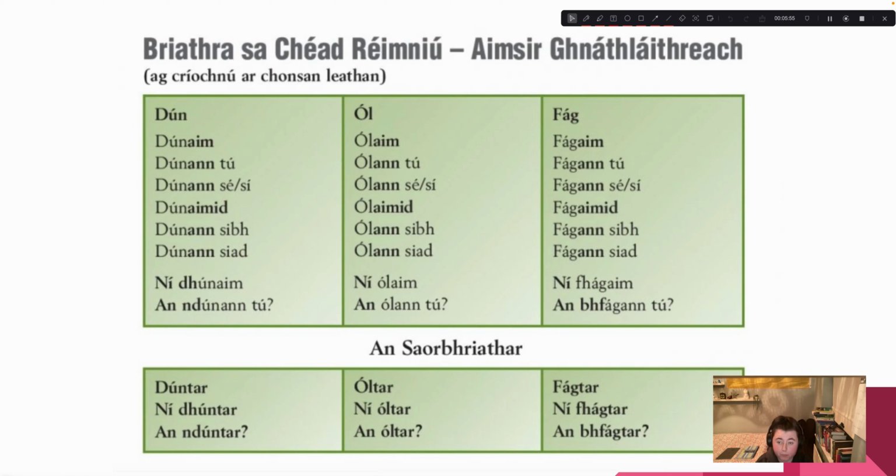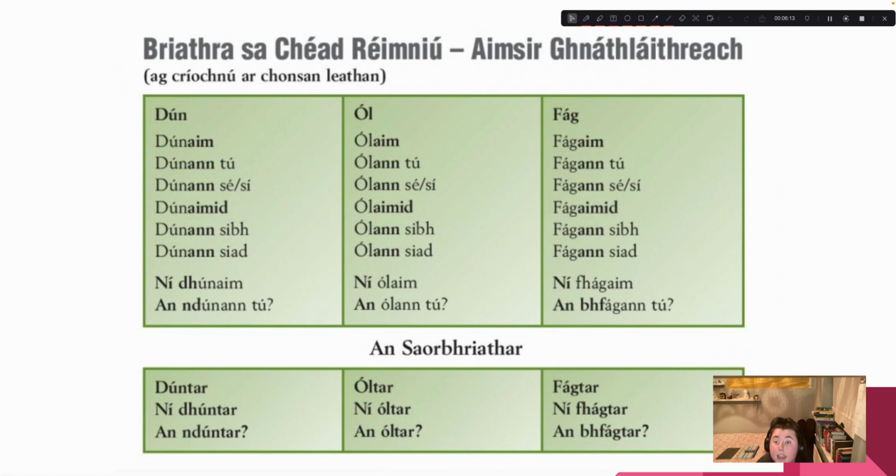Now, here's an example of the leathan verbs. Why is it leathan? Why is it broad? Well, the last vowel, for example in dún, is U, a fatter vowel. So that's broad. If we kind of went from that, what you did, the activity just there.